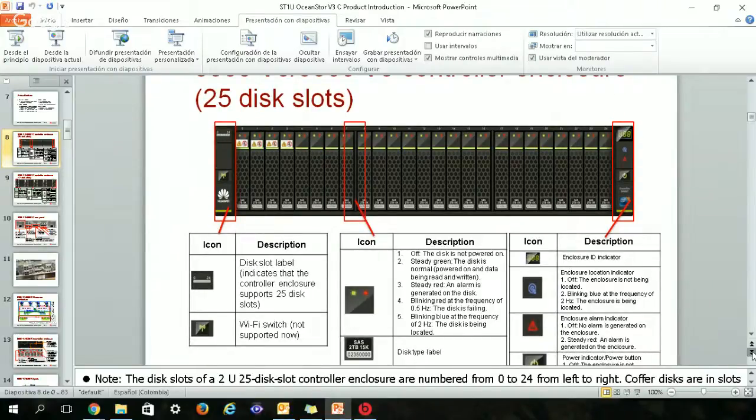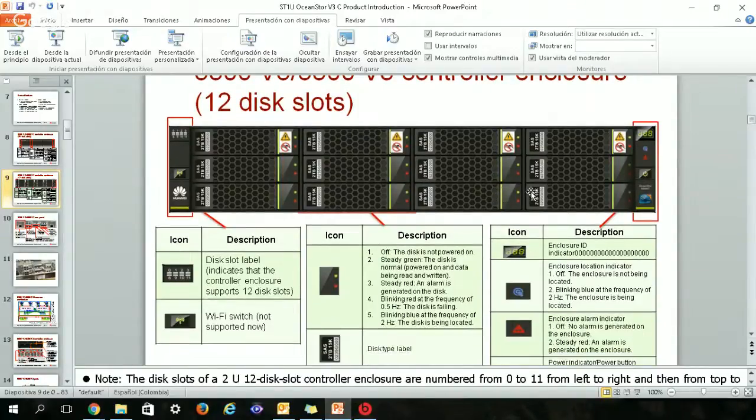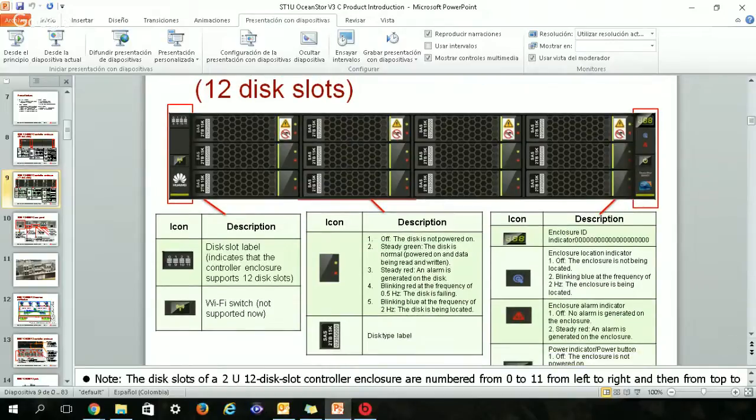Let's just move on to the next one. This is the 5500 controller enclosure, and we see on this presentation that this is also the same, although this is a 12-slot controller. This is for the size. This is 3.5 inches. It's bigger than the other one.